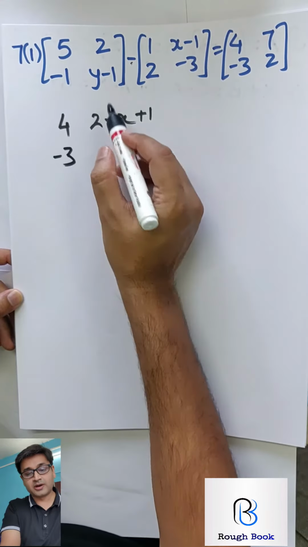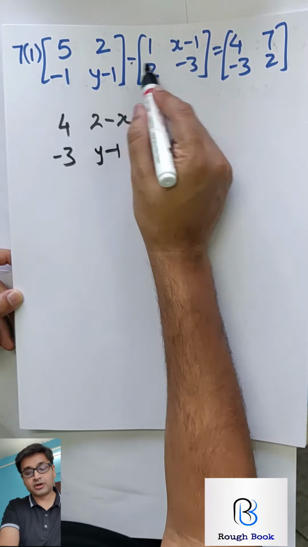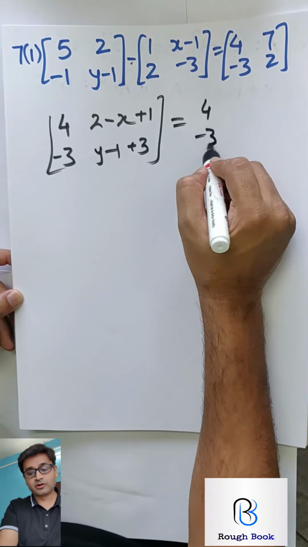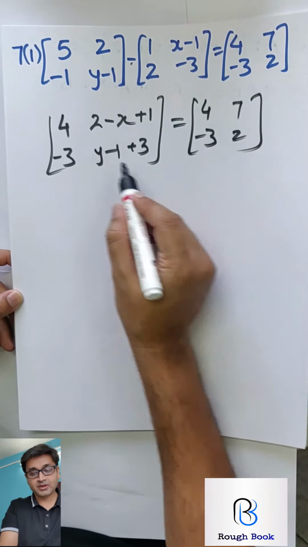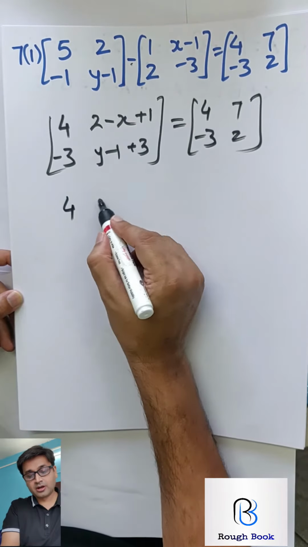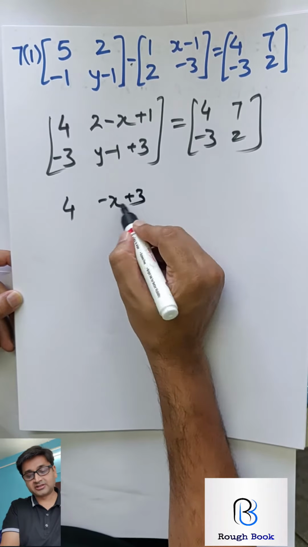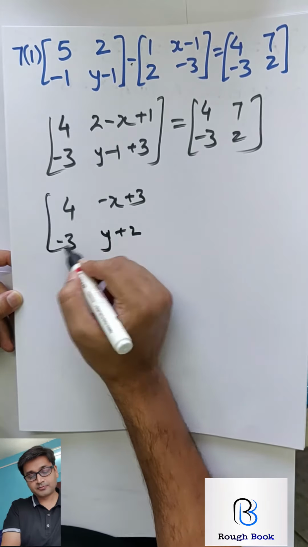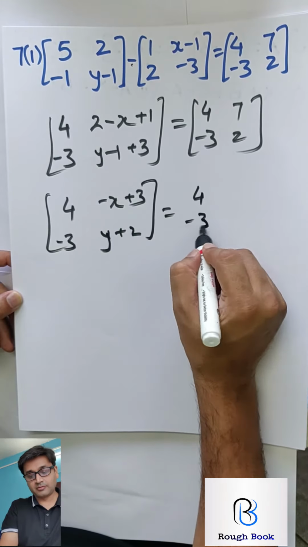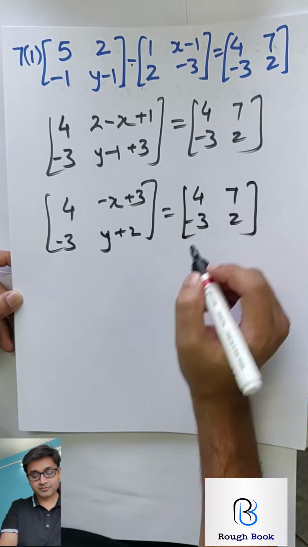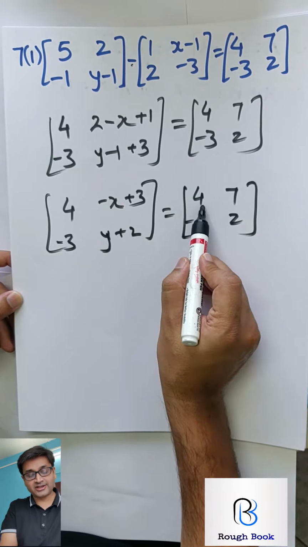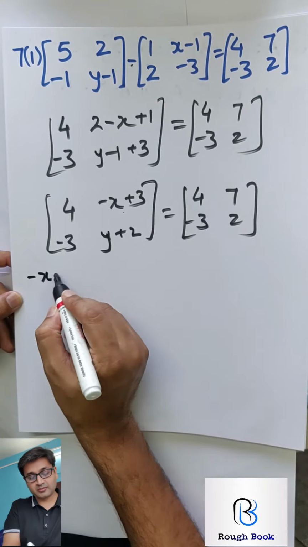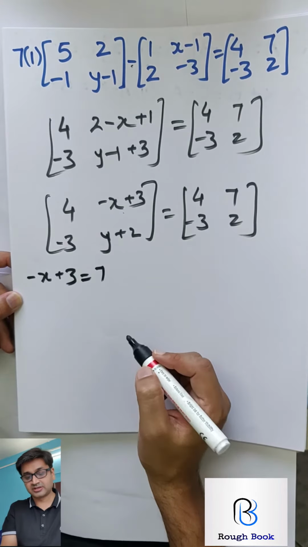Minus 1, minus 2, minus 3. Y minus 1 plus 3. So I merged these two. 4 minus 3, 7 by 2. Let's merge it further. 4 minus x plus 3 minus 3y plus 2 is equal to 4 minus 3, 7 by 2. So now see, 4 and 4 matched, minus 3 matched. This will match with this. So minus x plus 3 equals 7.